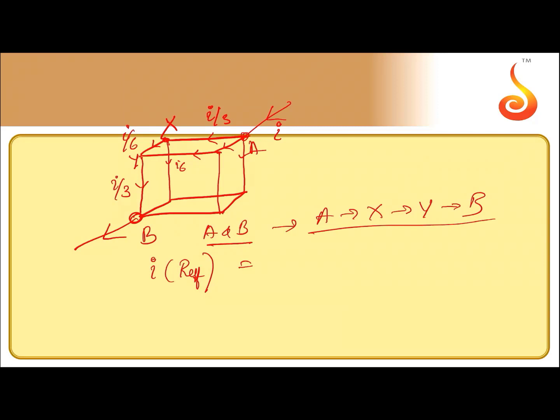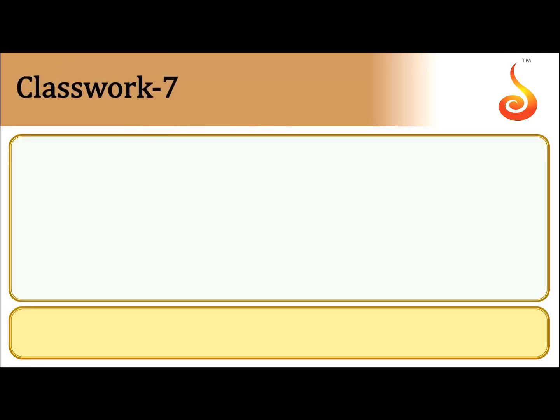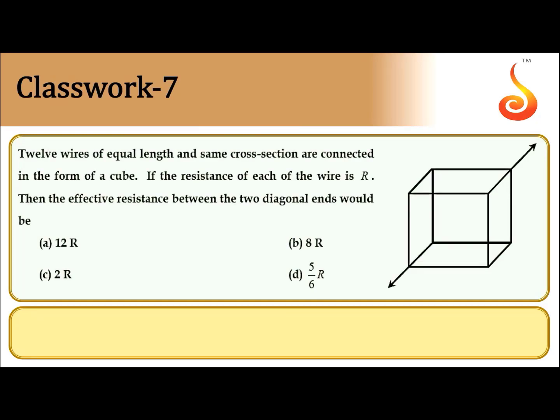I into R effective. That is nothing but I by 3 into R plus I by 6 into R plus I by 3 into R. So the potential difference is same regardless of the path we choose. So what is it we get? R effective from this equation becomes 5 by 6 R. Therefore, the net resistance between the body diagonal of this cube is 5 by 6 R.